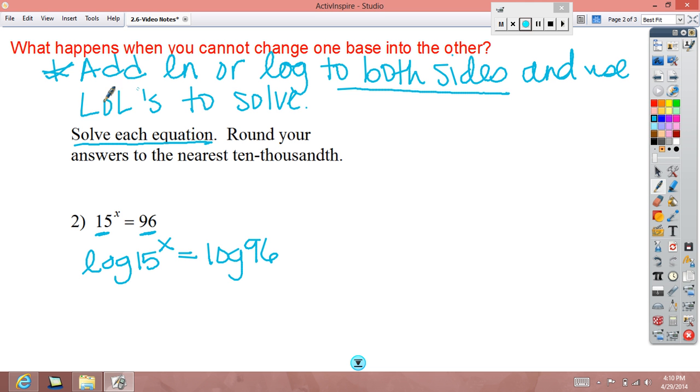Now use LOLs. Remember we had those 3 LOLs. The first one was adding, second one was subtracting, the third one was about exponents. And you'll notice here that I have an exponent. So this is why we do this.